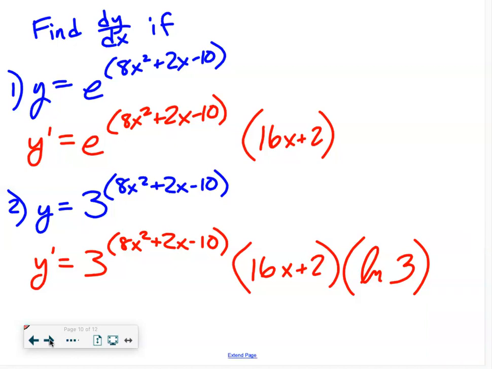Can you distribute this 3 into here? No. Don't do it. Whenever you have an a to the guts kind of derivative, you can always expect there's going to be 3 parts to your answer. So the a to the guts, the d guts, and the ln.